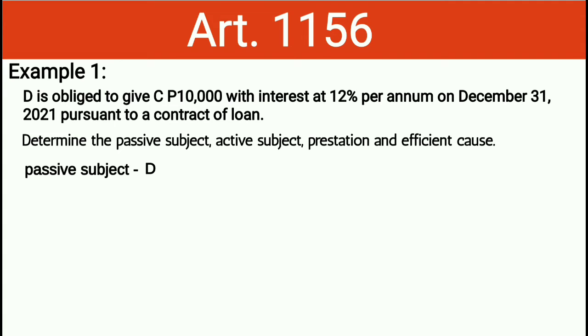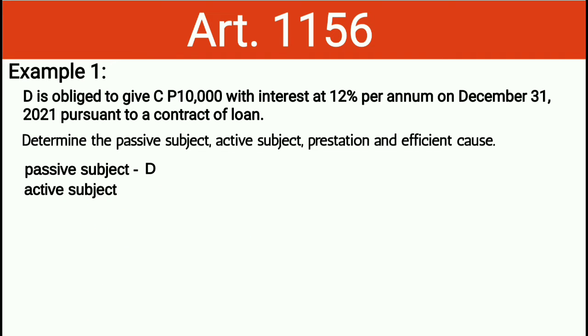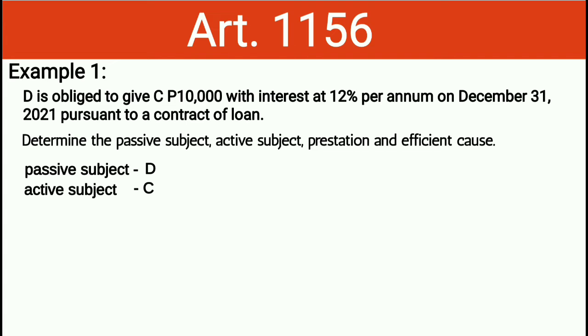Next, determine naman natin yung active subject. Ang active subject, pareho lang yan sa creditor or obligee. And the active subject is the party who has the right to demand the performance of the obligation. Therefore, C is the active subject. Kasi si C ang magdedemand ng 10,000 pesos with interest kay D.